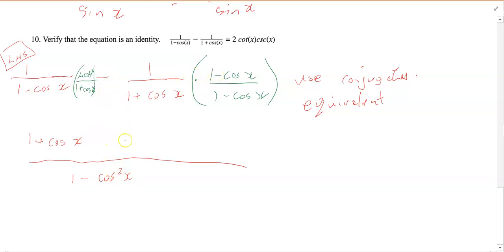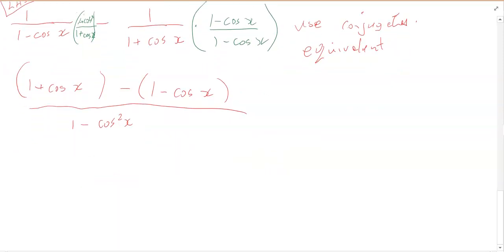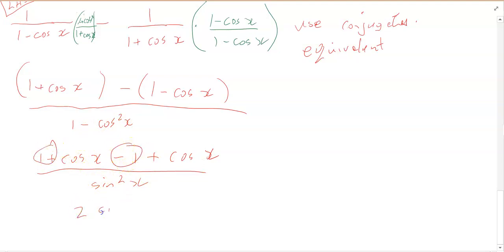And then this will be minus 1 minus cos x at the top. Let's continue simplifying these and see what happened. We distribute this negative through, and we end up with 1 plus cos x minus 1 plus cos x over 1 minus cos squared x, which is the same as sine squared x. And then this 1 minus this 1 goes, so we end up with 2 cos x over sine squared x.